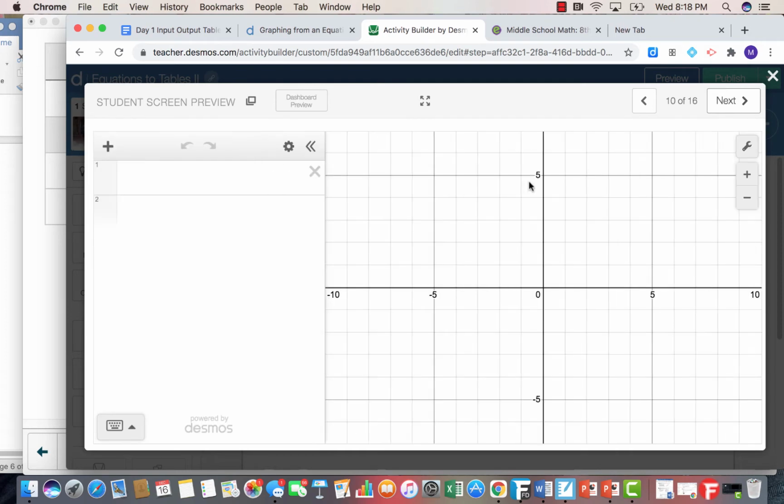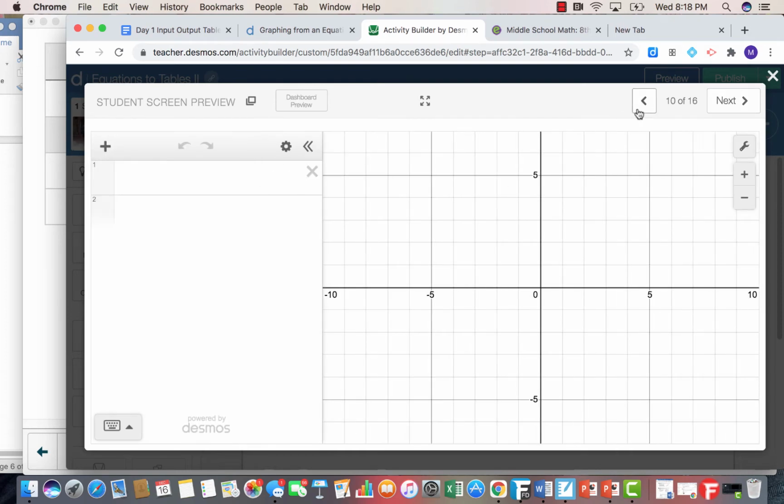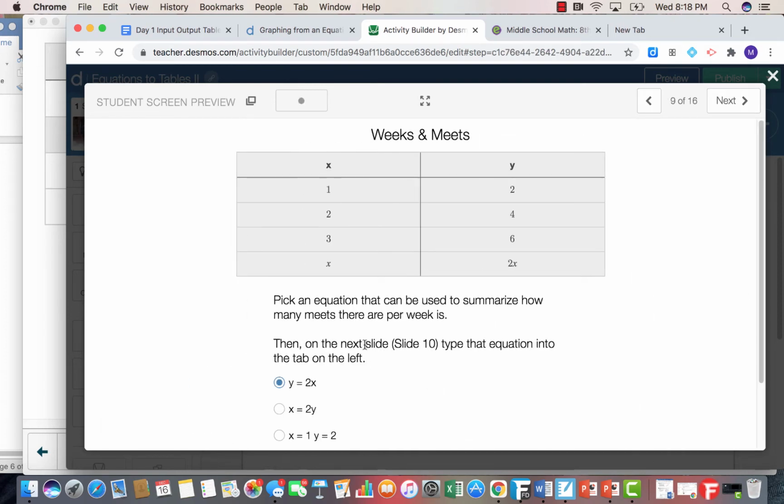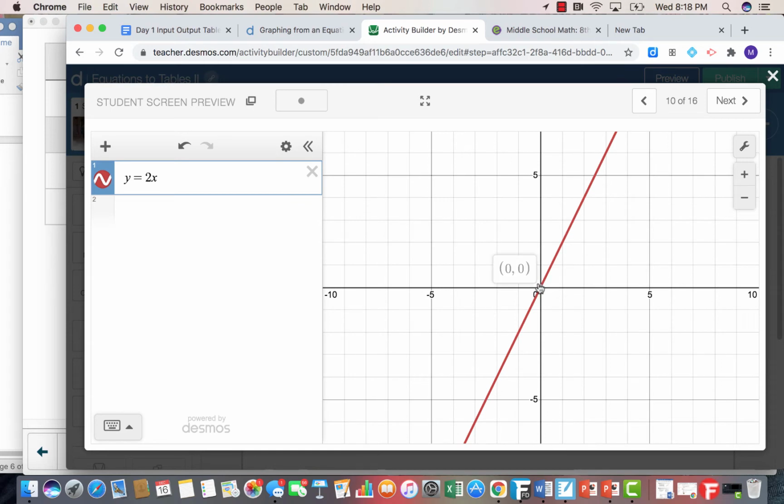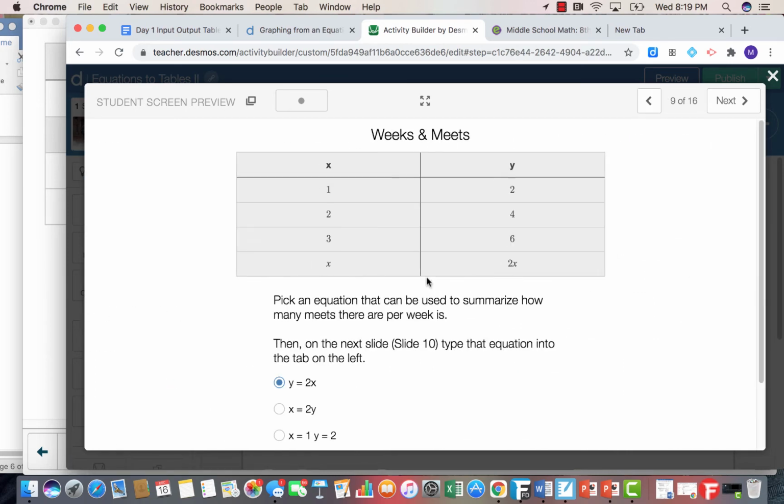On screen 10 right here, I think they were asking us to type that equation into the tab. So y equals 2x. If I type that in, you see how it goes through the origin. You also see this point right here, which, there it is, 1, 2. And that, I think, appears in our table. And so it should make sense that the graph and the table are coordinated together, right? They're trying to describe the same situation.